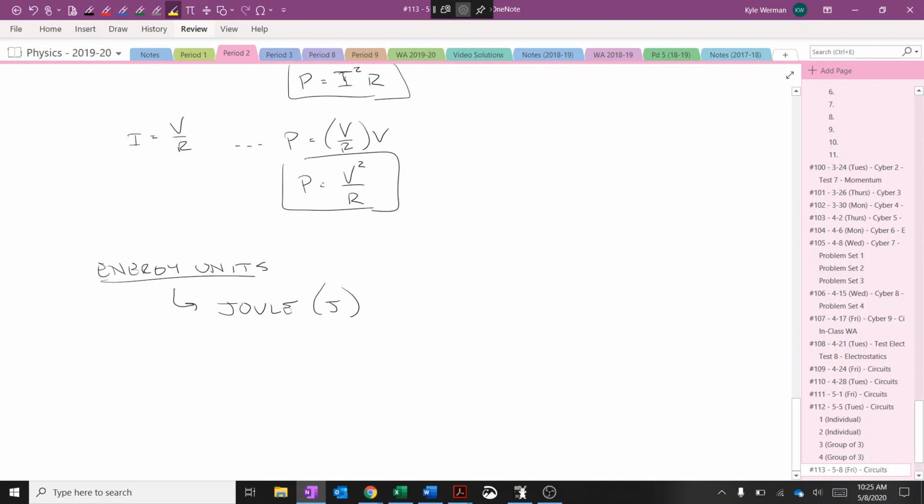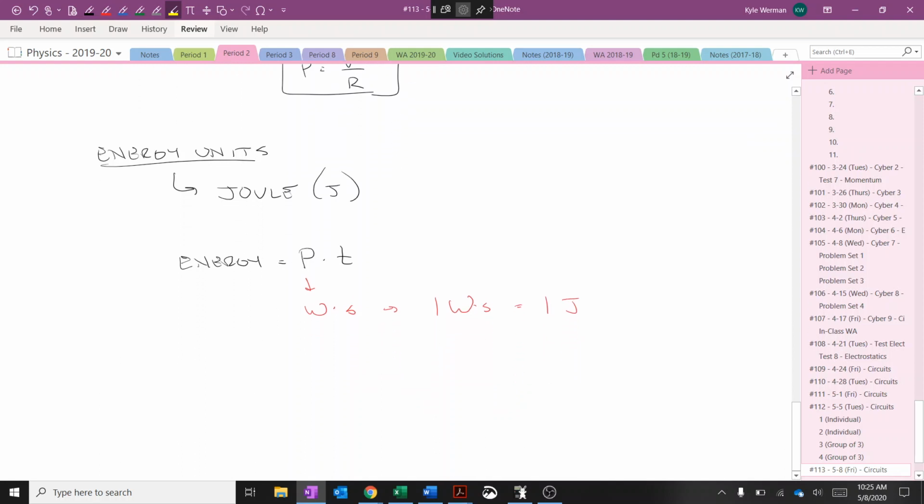Well, since energy is equal to power times time, then it's equal to a watt times a second. All right? 1 watt second is equal to 1 joule. Those are the same thing, a watt second.